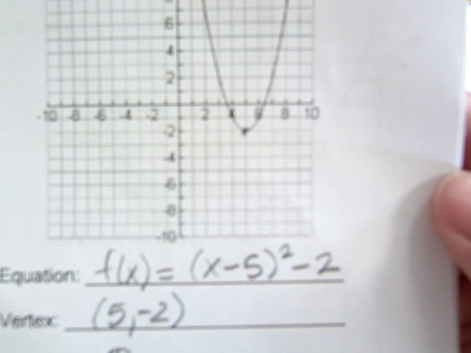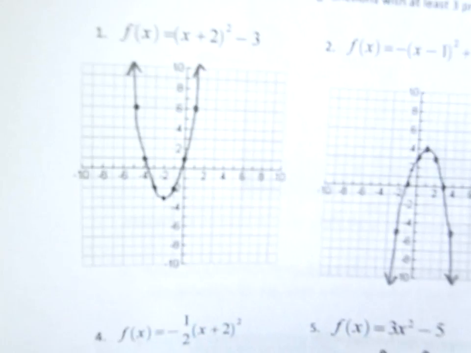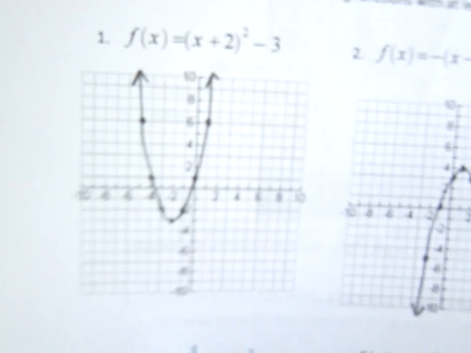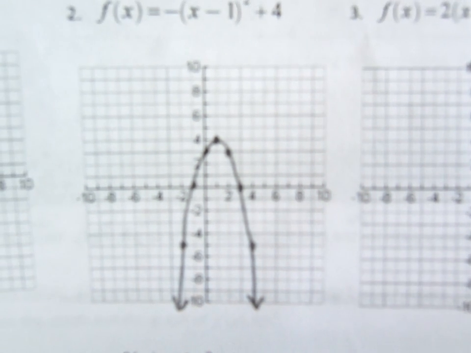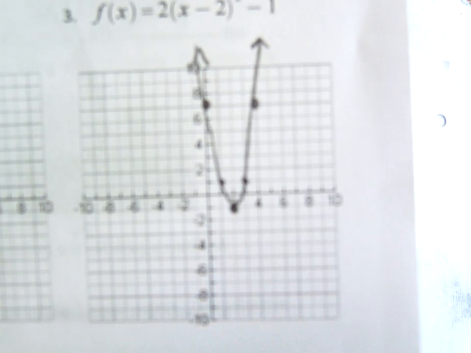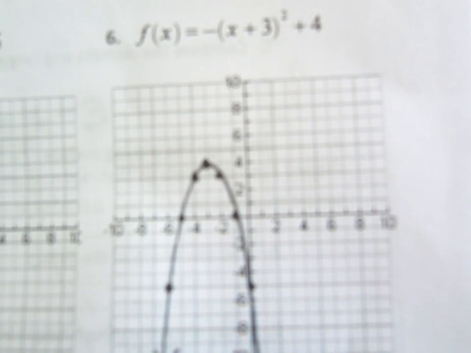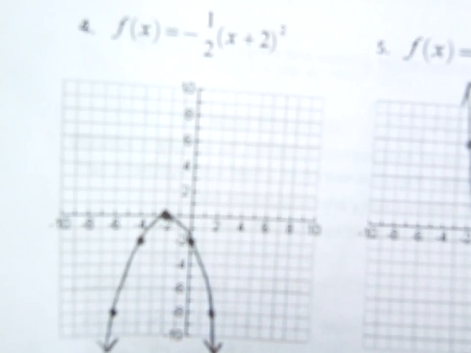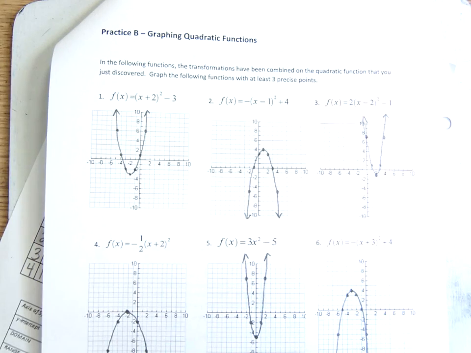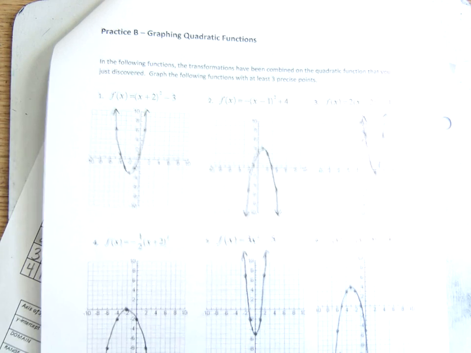All right, on practice B, here's what you should have. Number 2, number 3, here's number 6, number 5, and number 4. Now, one thing you may be asked to do on a quiz or a test is to describe the transformations.